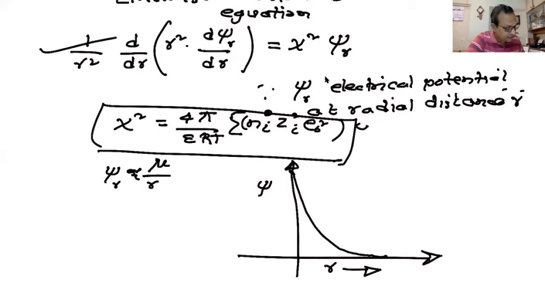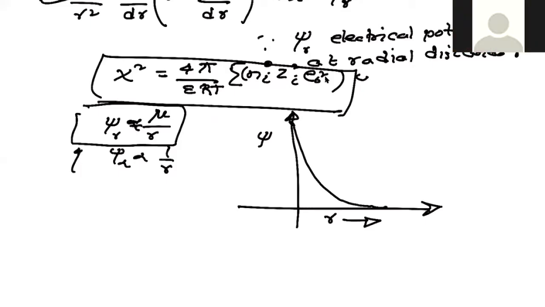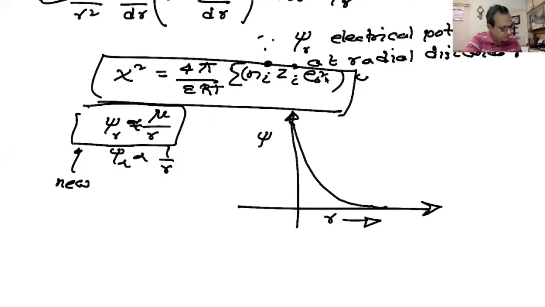So my psi r is proportional to 1 upon r. This is an assumption. Okay, and I get such a trial function, or you can say a new variable. You can call it that if you want.